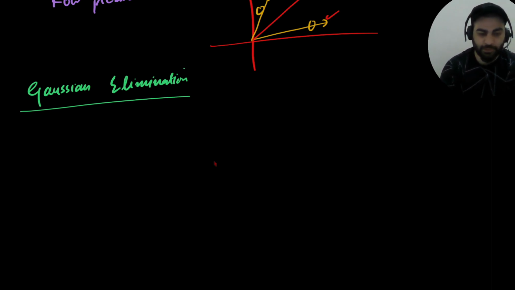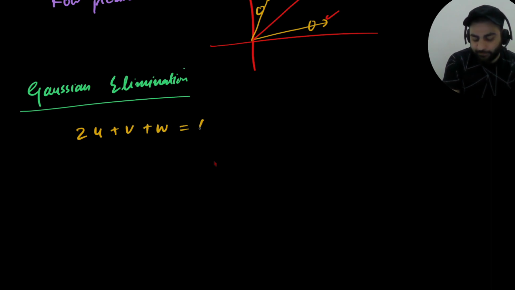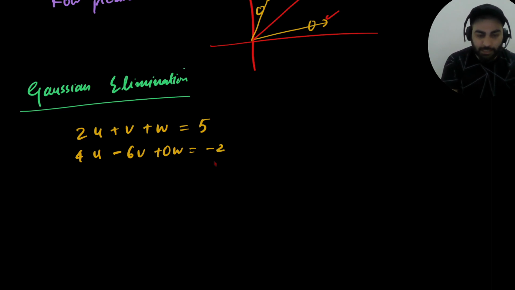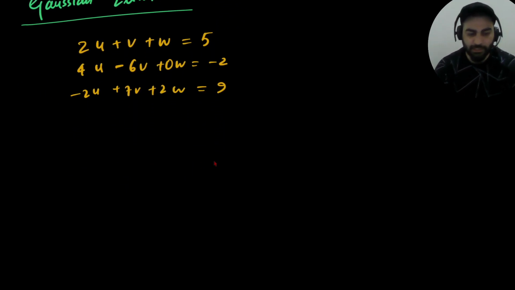Okay, I think I have written an example somewhere. So let's suppose we have equations like this. 2u plus v plus w is equal to 5. That's one equation. And then we have 4u minus 6v plus 0w is equal to minus 2. Then we have minus 2u plus 7v plus 2w, that's equal to 9. So these are three equations.